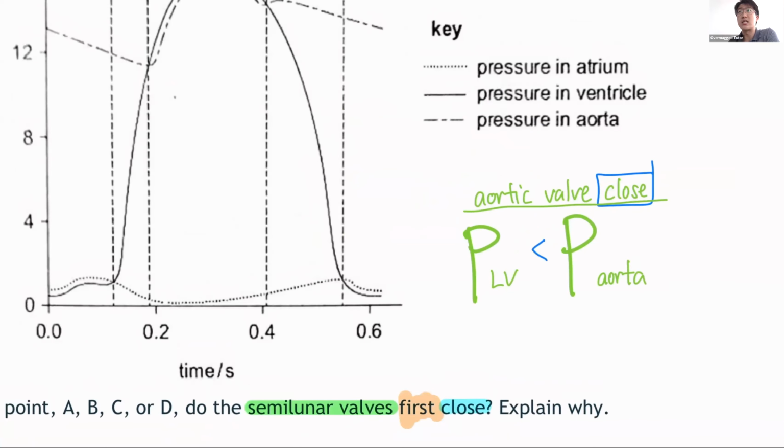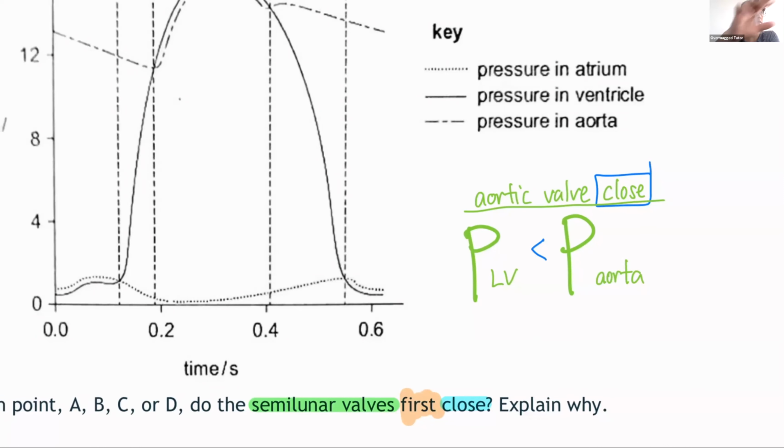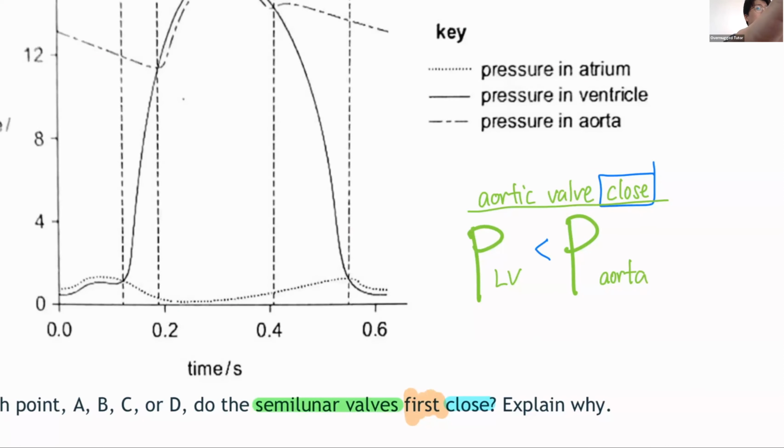This question asks when the valve first closes. Hence, we are looking for lines A, B, C, D. When does the pressure in LV first become lower than pressure in the aorta? Can we understand this inequality thing already? Which point is the question? P is for pressure. Pressure in the left ventricle.